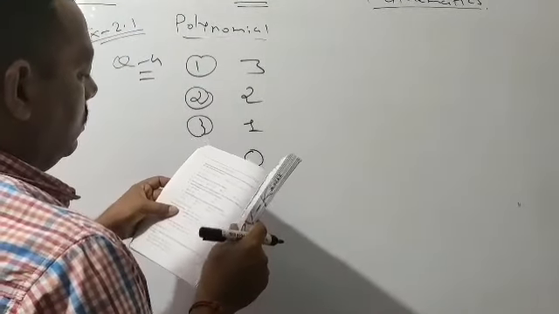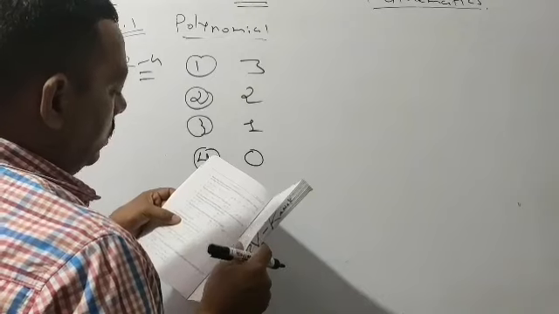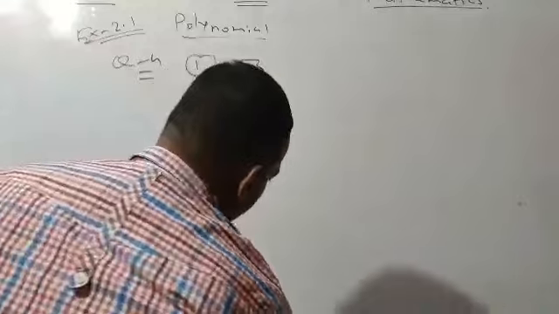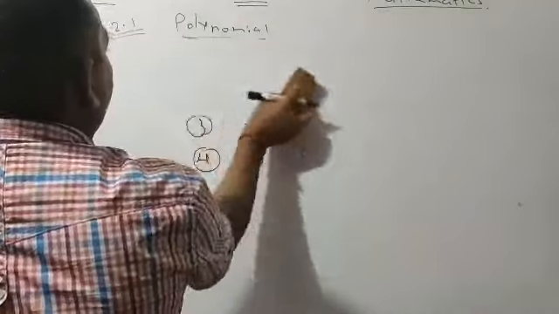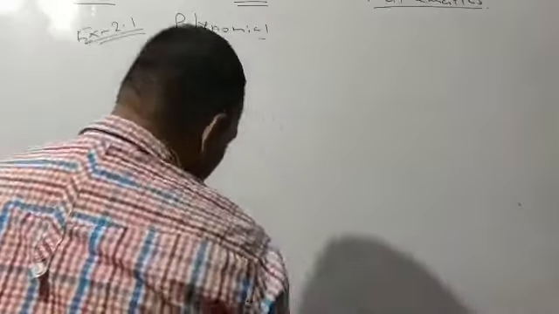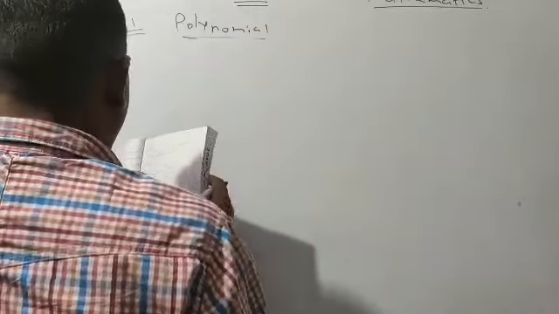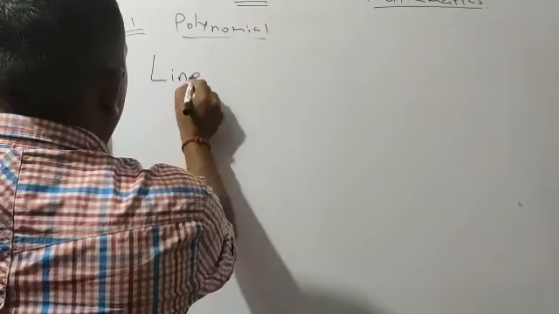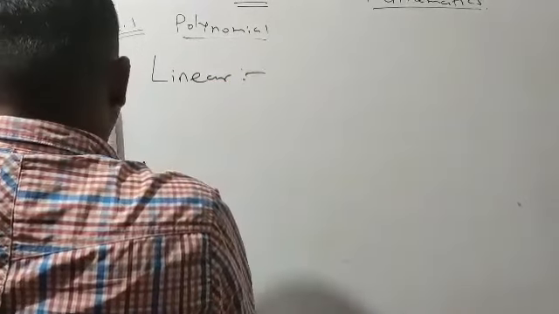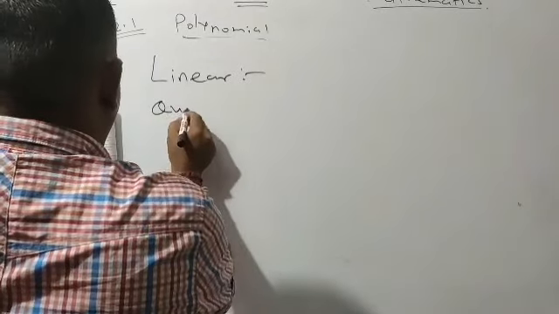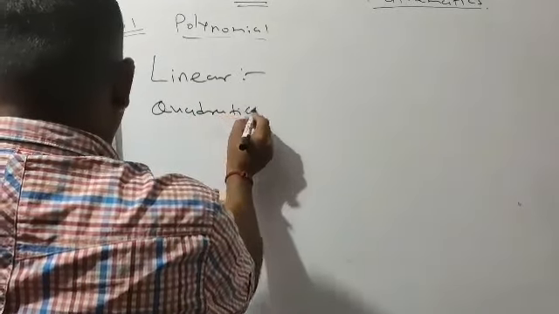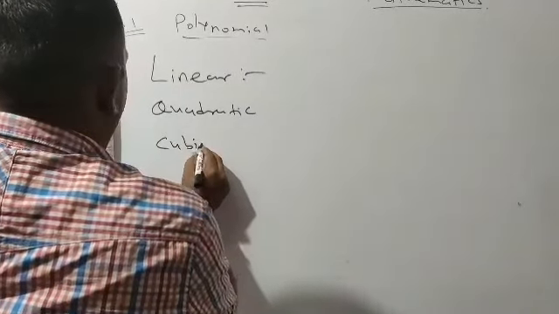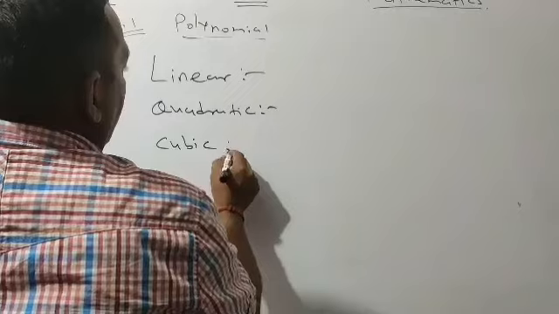Now the last question. The last question is: classify the following as linear, quadratic and cubic polynomials. Okay. First of all, we will discuss these three words. What do you mean by these three words? The first word is linear. The second word is quadratic. And the last word is cubic. What do you mean by linear?